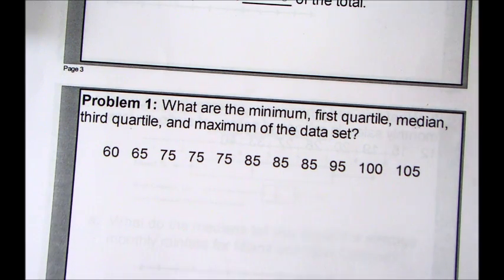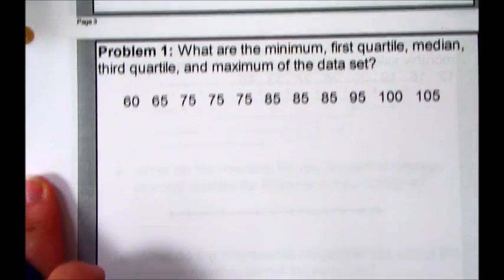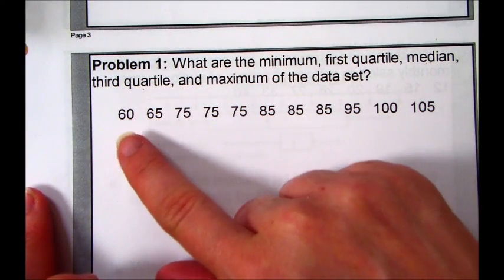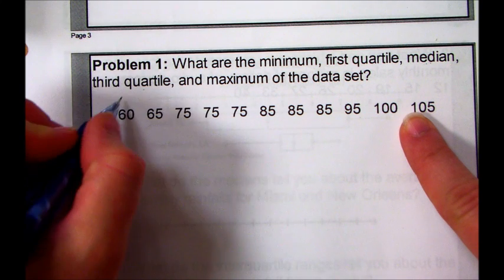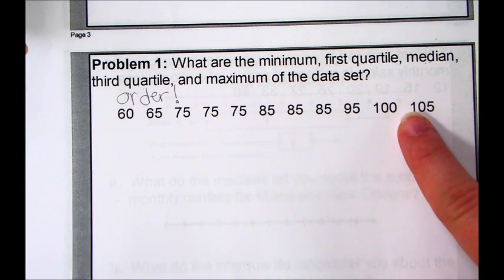Moving on to problem 1. It's time for you to make your own box and whiskers. In fact, we're not even going to make a box and whiskers. I'm just going to teach you how to find all these values that they're asking for. I did put these in order for you, so it might be important for you to write that they have to be in order if I don't put them in order.